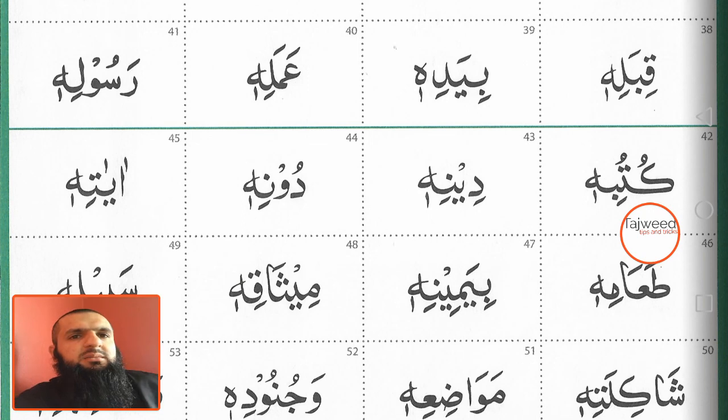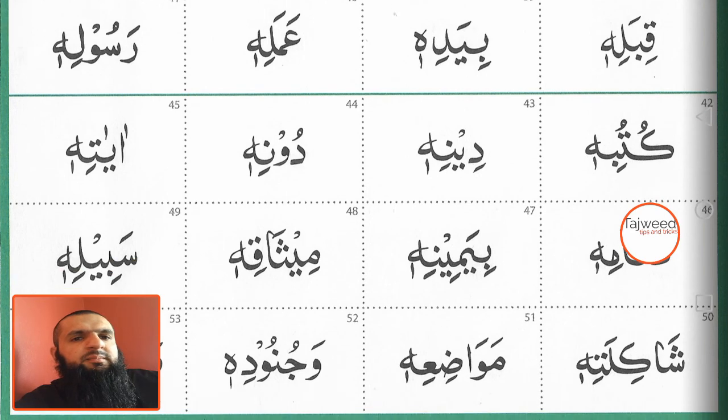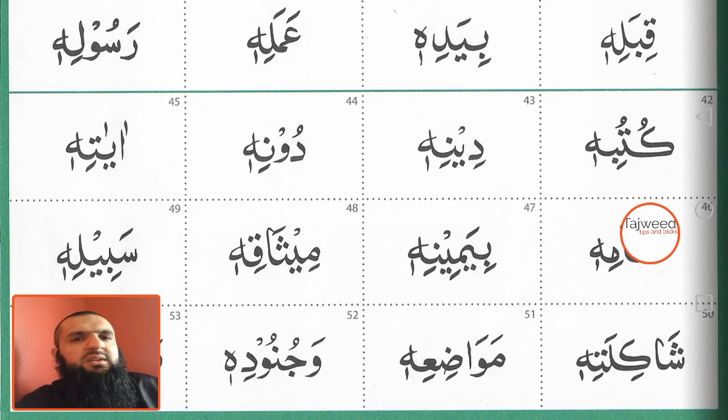عمله، رسوله، كتبه، دينه، دونه، آياته، طعامه، بيمينه، ميثاقه. Box 49. سبيله.